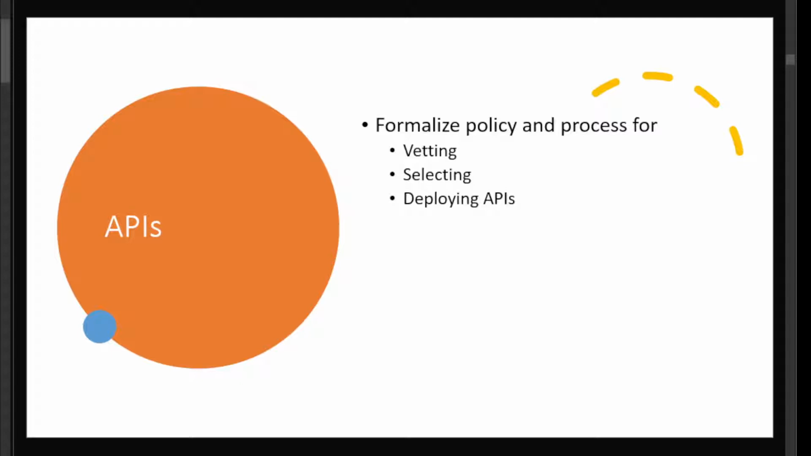So as far as APIs go, some important considerations would be to formalize the policy and process for vetting the API, ensure that the API is solid when you vet it prior to using it, selecting the APIs, and then deploying the APIs. All of those three things need to be considered during the process, and it should be in a formal policy.